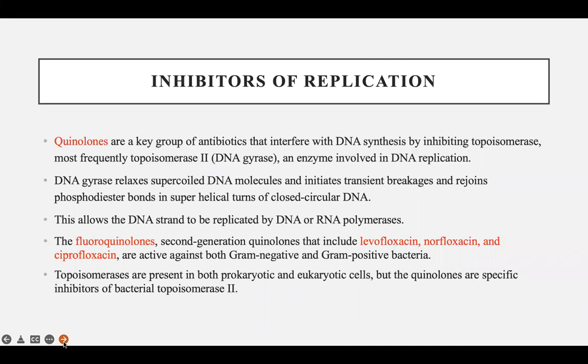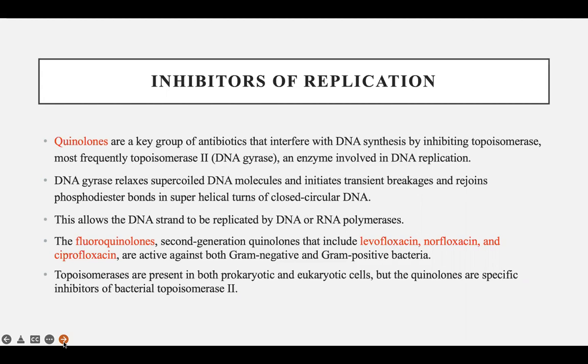Now that we know the overview of replication, we will look at what are the inhibitors of replication. So, inhibitors are those molecules, those compounds that inhibit the process of replication. Quinolones are a key group of antibiotics that interfere with DNA synthesis by inhibiting topoisomerase, most frequently topoisomerase 2, which is also called DNA gyrase, an enzyme involved in DNA replication.